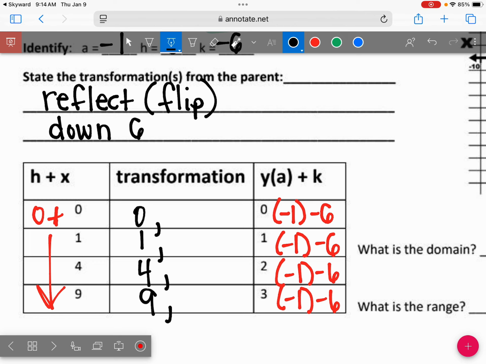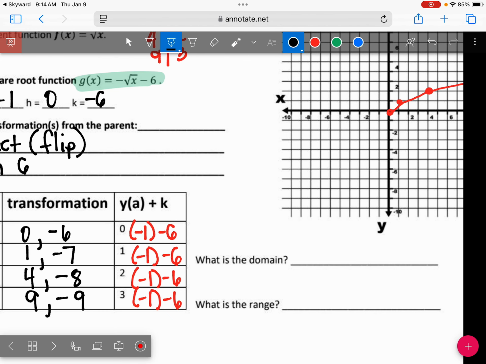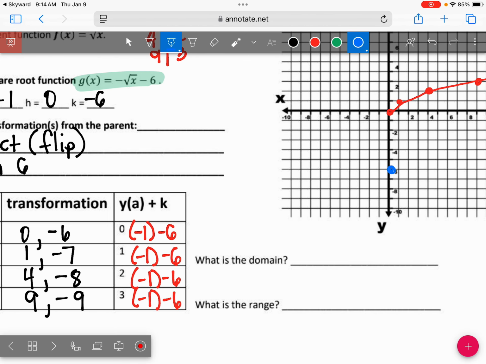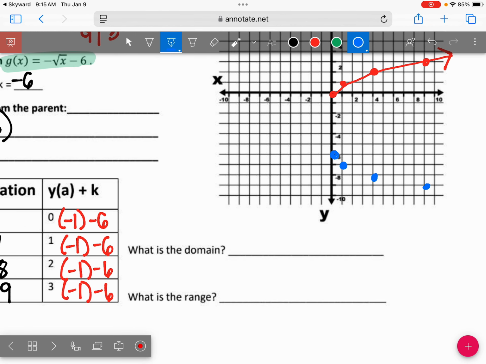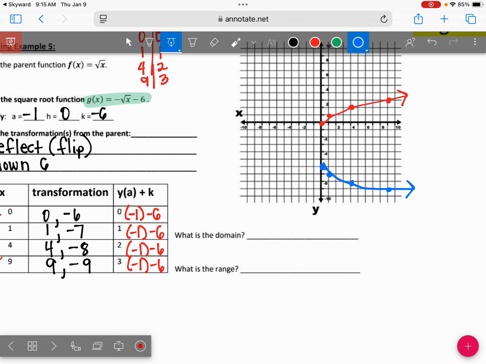So let's see, you should get -6, -7, -8, and -9. So I'm gonna go ahead and graph those points over here. So it's upside down, and it moved down 6, and that would be your graph.